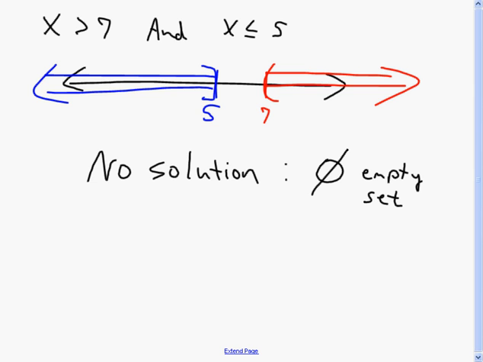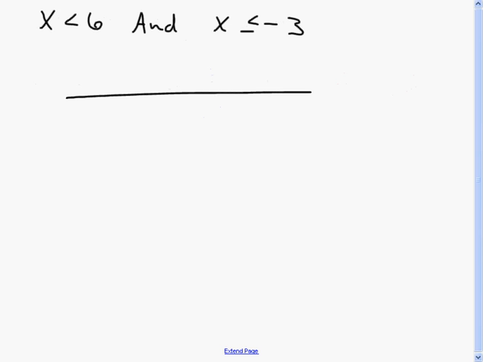All right, and the very last one there, example 8. Example 8 says, we want to find out where x is less than 6 and at the same time where x is less than or equal to negative 3. So draw a number line. You're going to get tired of drawing number lines, but this is really the only way you can do it.